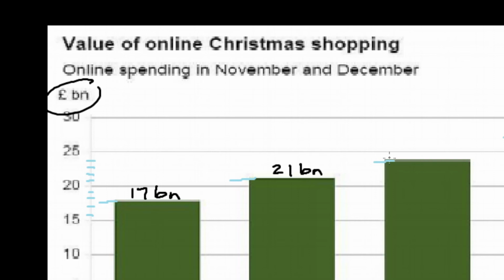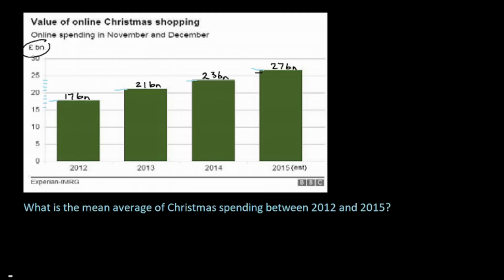So this one here, I'd say it's a little bit further away, so I'm going to put 23 billion. And this one looks like it's more than one above, so I'm going to say 27 billion. The first thing you'll have to do with these kinds of questions is decide for yourself what amount these bar charts are. And then it says, what's the mean average of Christmas spending between 2012 and 2015? So you're just going to add up all of the figures you've just found.